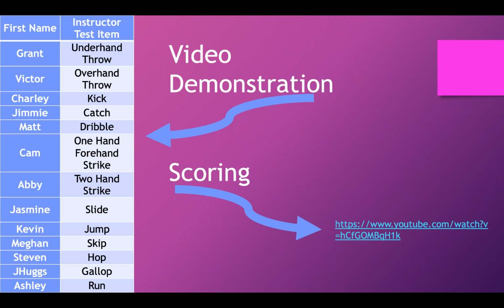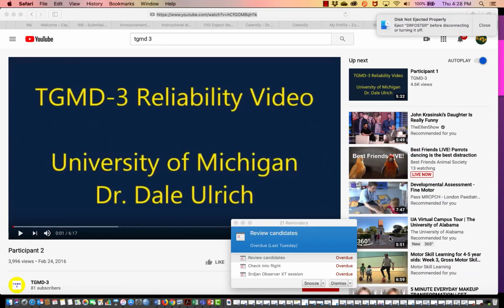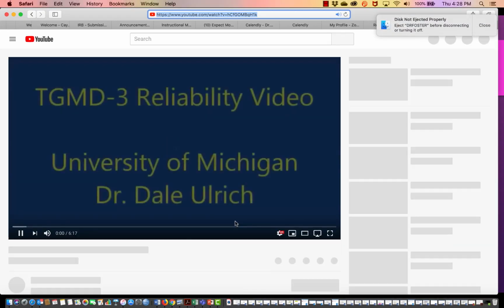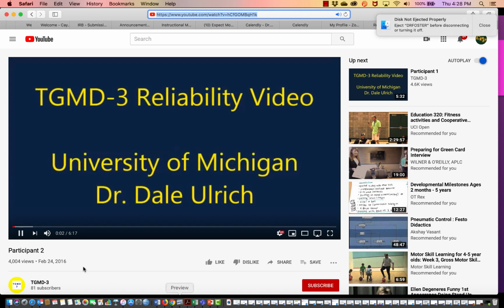Your scoring is going to be based off of a pre-recorded YouTube video to score the TGMD-3. This is posted already on Blackboard under course documents. I will also email out the link for you to be able to access it that way. And you will be making sure that you have a blank score sheet, and then you will watch the motor skills. And you can feel free to pause the video when needed to do your scoring.